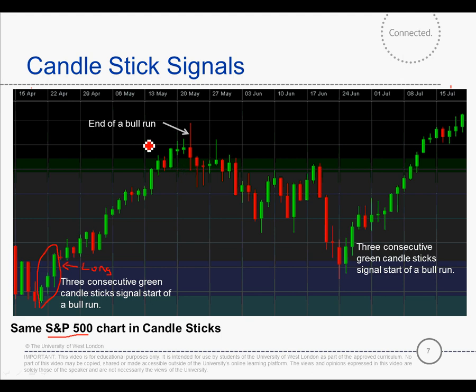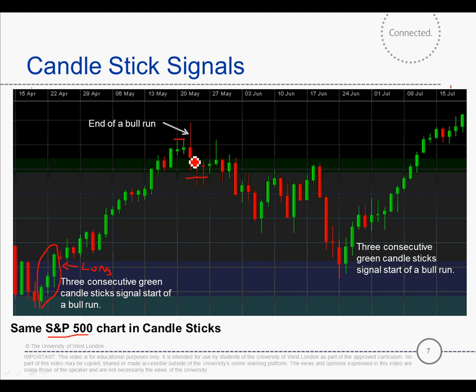The end of a bull run is marked by a pattern that looks like this. You have 3 reds, and you can see there was a major, this is at the top of the peak, top of the mount. On this day, there was a major battle between the bulls and the bears. You've got to keep in mind the bulls are trying to push the market up, and the bears are trying to push the market down.